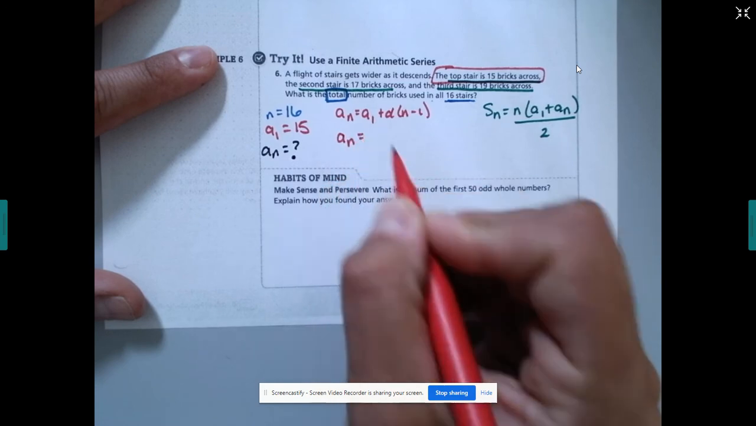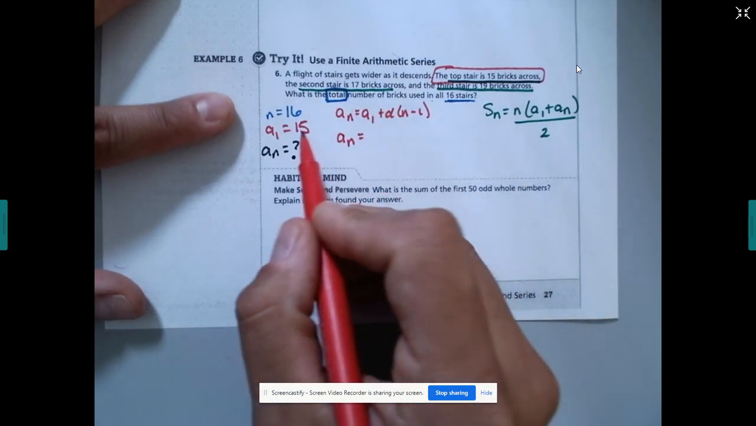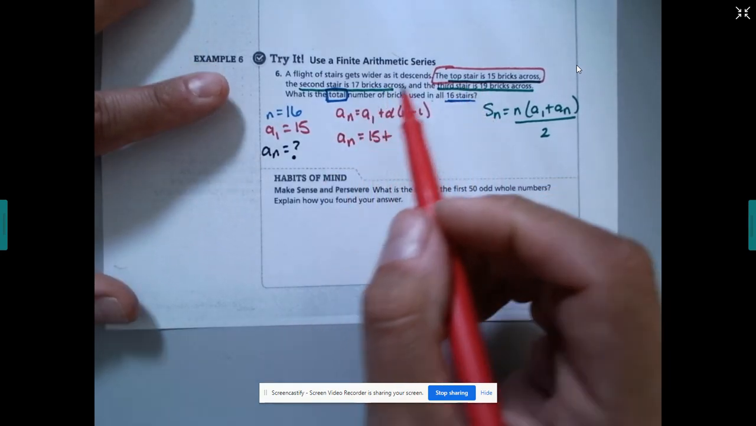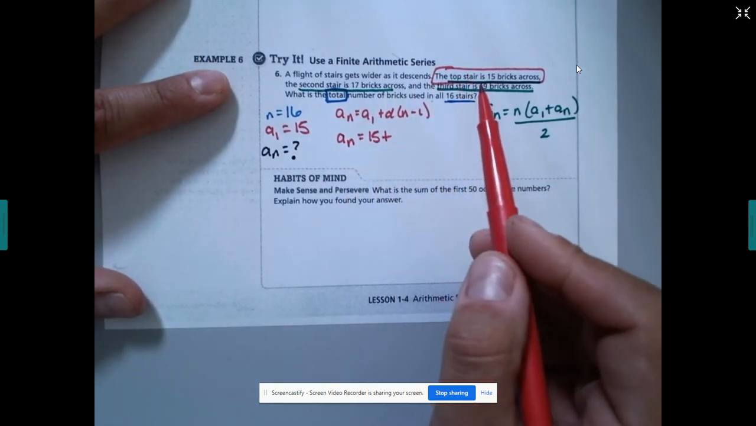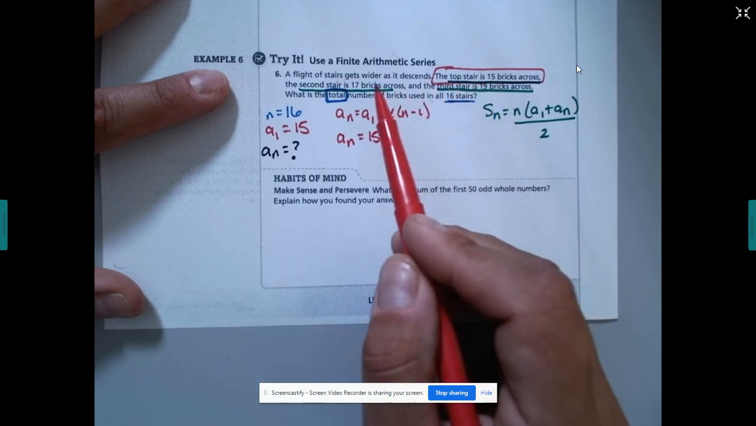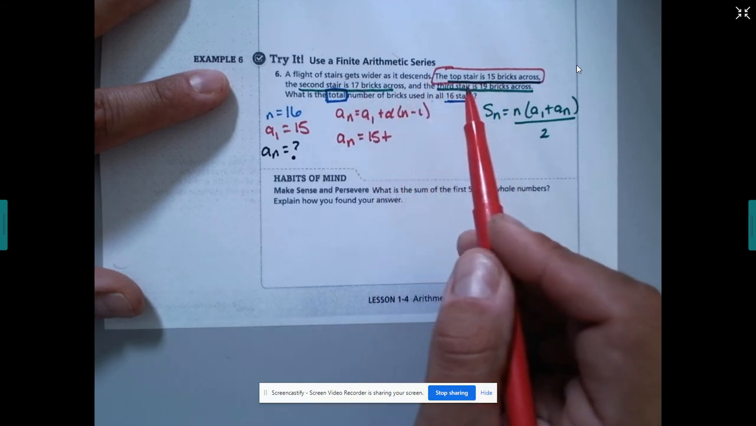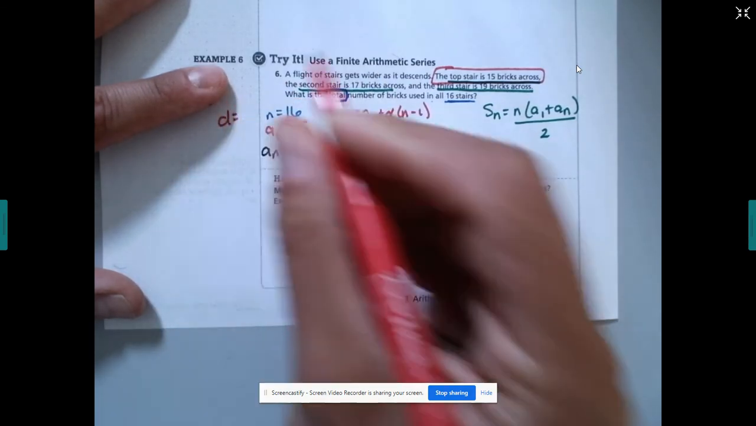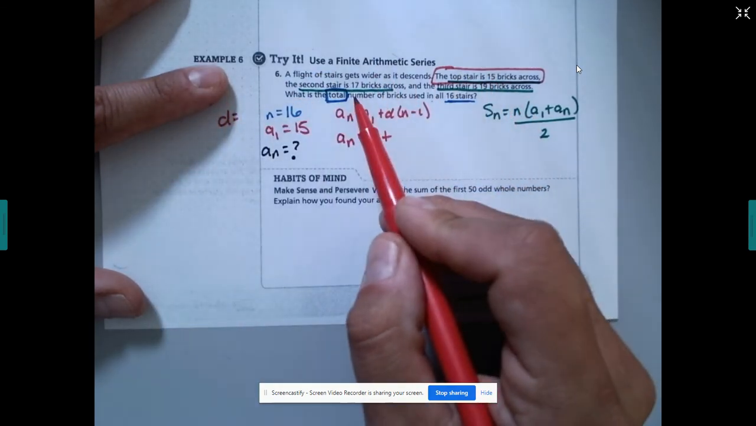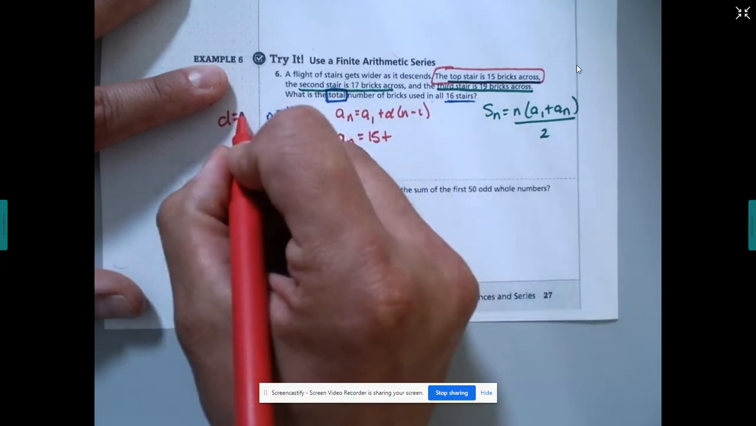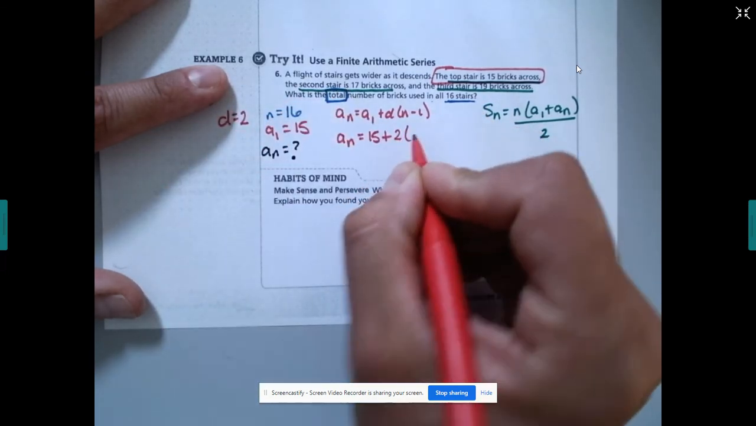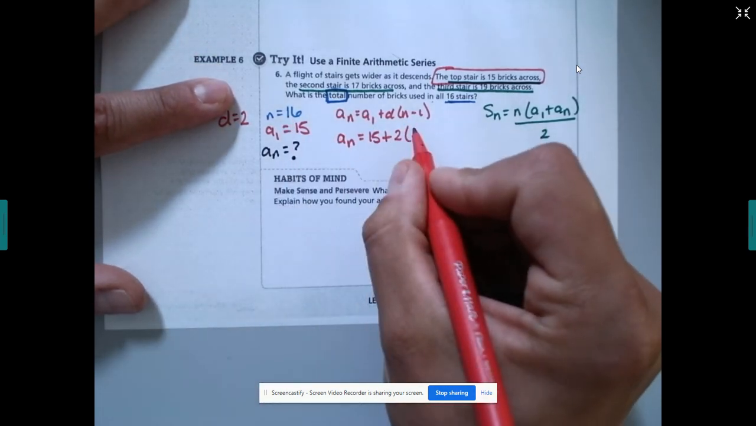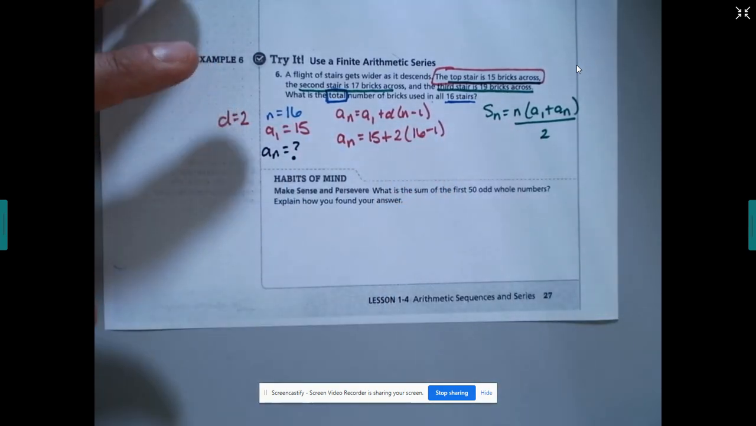So an equals a1 was 15. d, again, we haven't talked about d, but I bet we could figure it out. The first step has 15. The second step had 17. The third step had 19. So d, how many are we increasing by to go from 15 to 17 to 19? We are going up 2. So my d value is 2. n, we already know, is 16 minus 1.